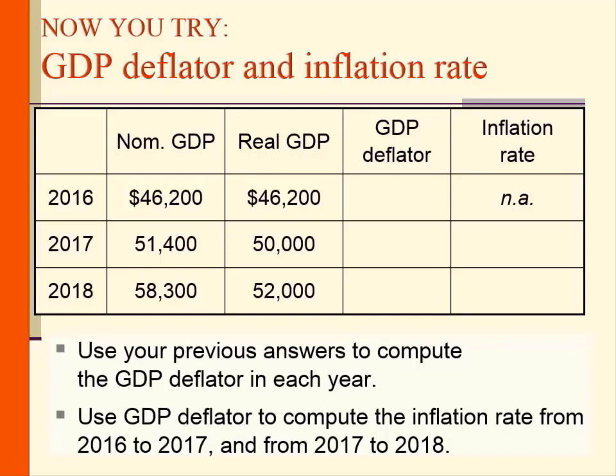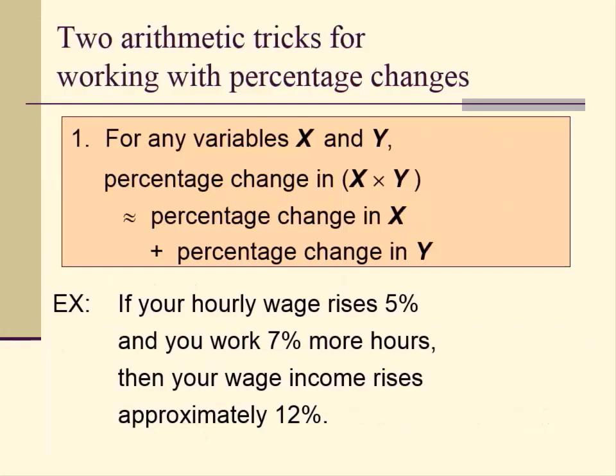And based on these numbers you fill out as GDP deflator, you can calculate the inflation rate for 2017 as 102.8 minus 100 over 100 times 100, which is going to be 2.8%. And for 2018, that should be equal to 112.115 minus 102.8 divided by 102.8 times 100, which will give you approximately 9.1% as the inflation rate.